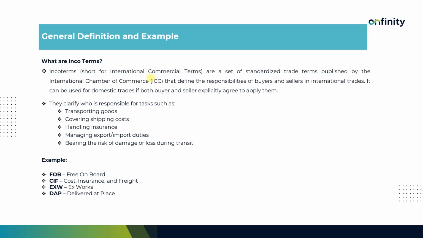Incoterms, which is a shorter version for international commercial terms, are a set of standardized trade terms published by the International Chamber of Commerce. These terms define the responsibilities of buyers and sellers in international trades. They can also be used for domestic trades if both the buyer and seller explicitly agree to apply them. These rules clarify who is responsible for tasks such as the transportation of goods and who will cover the shipping costs.